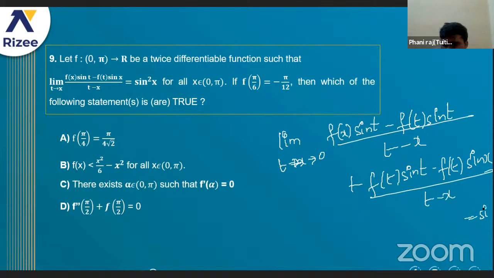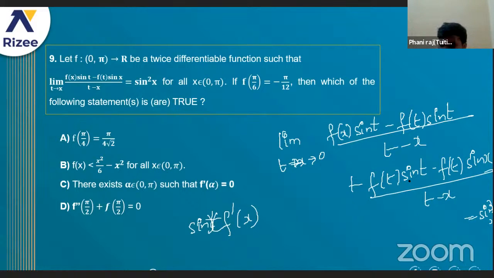This is given to be sin square x. Take sin t common, you get what? Sin t into f of x minus f of t by t minus x, and t minus x goes to 0. So that is a derivative. Okay. So if t tends to x, this is continuous. So sin x f dash of x.